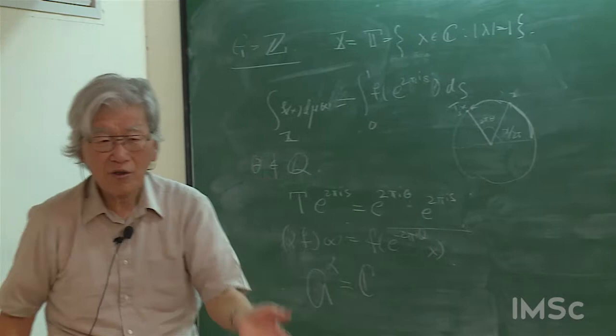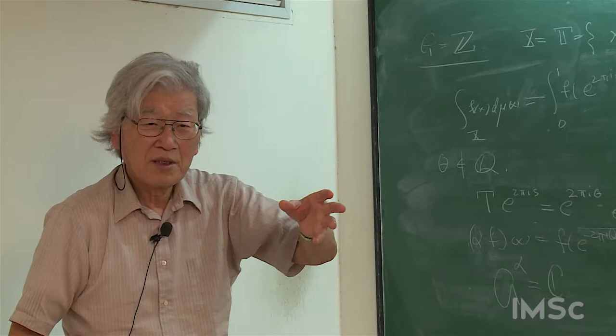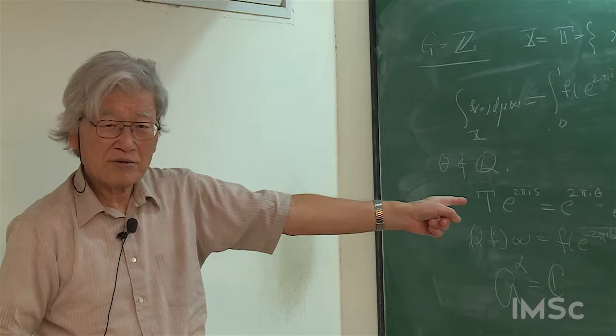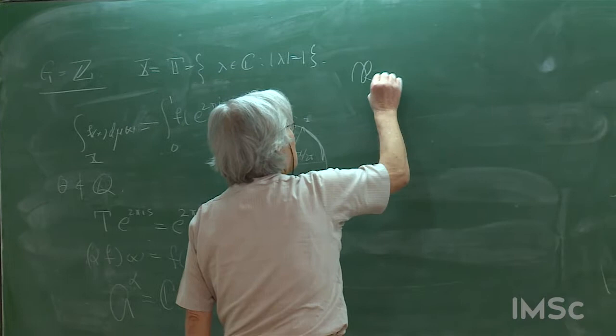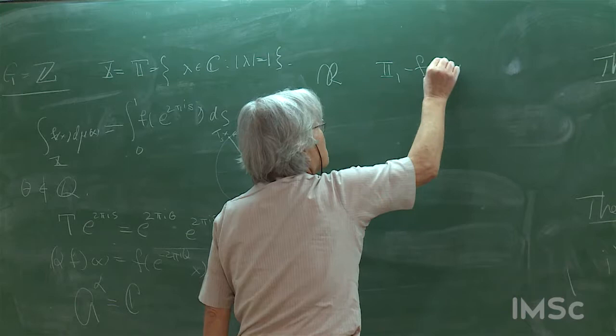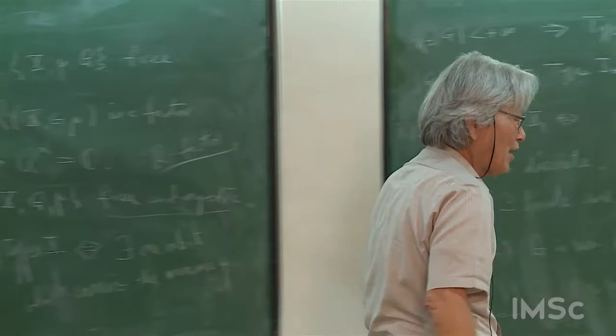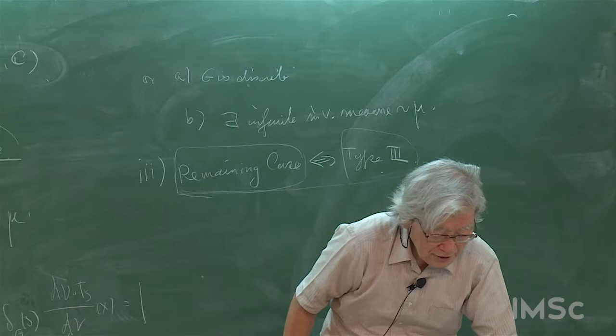And for the translation, you have no fixed point, because theta was chosen to be irrational. So no fixed point means free. The action is free. So the cross product R is a 2-1 factor. So the 2-1 factor pops up very naturally.